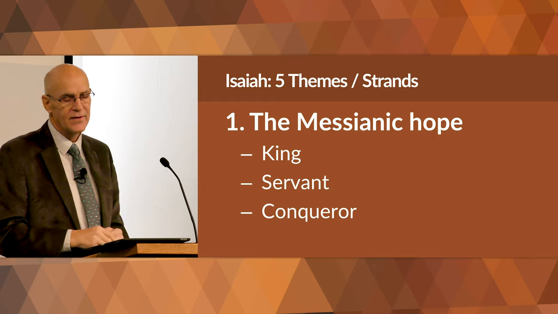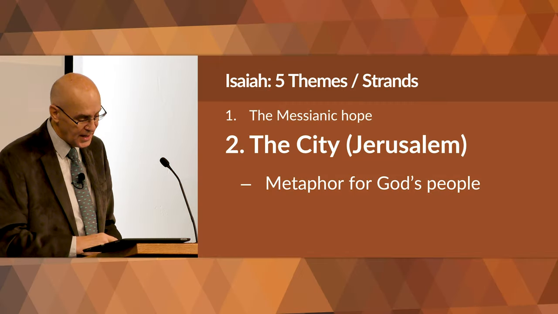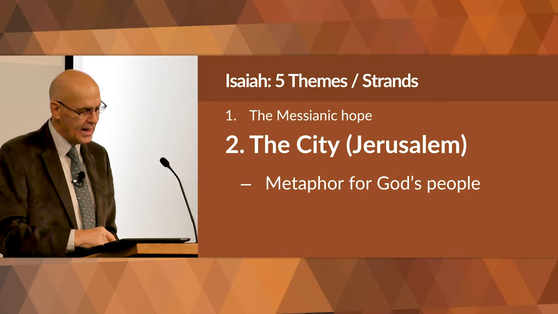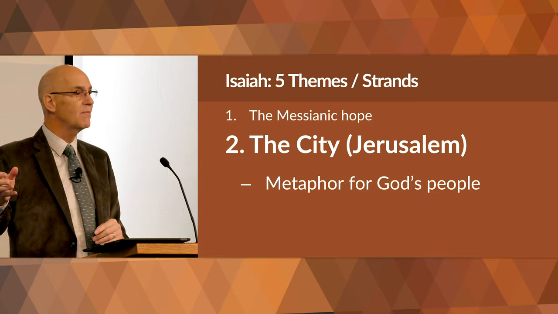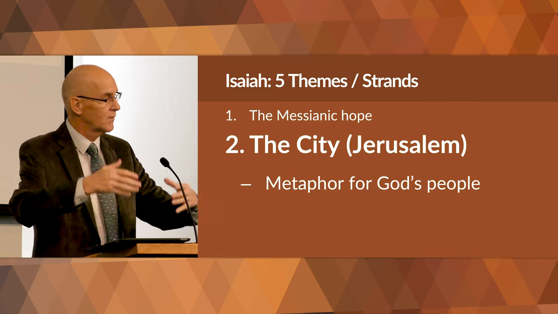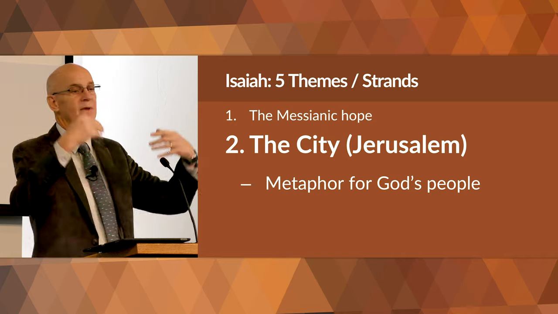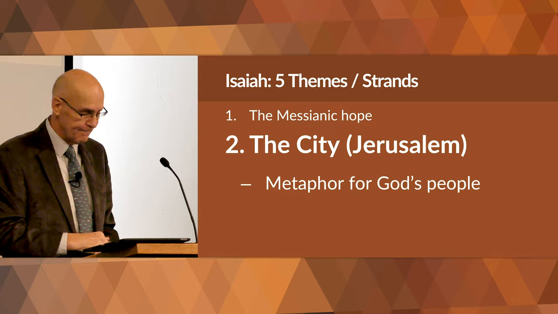There's a second strand, and that's the strand of the city. And of course, the city is Jerusalem. He uses different terms for the city: Zion, the mount, the mountain, and of course, the name of the city itself, Jerusalem. And all of these different references are really a metaphor for God's people. God's people in their present condition, God's people perhaps in the near future, God's people at the end of time.